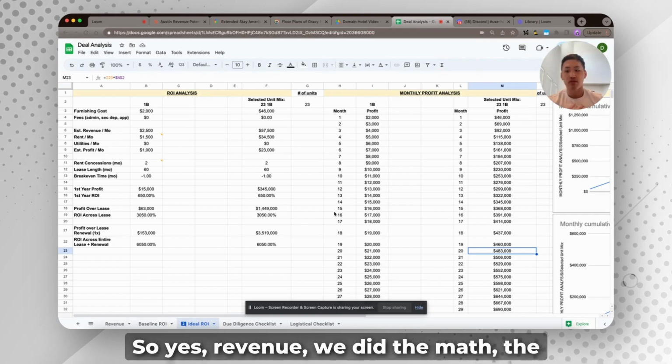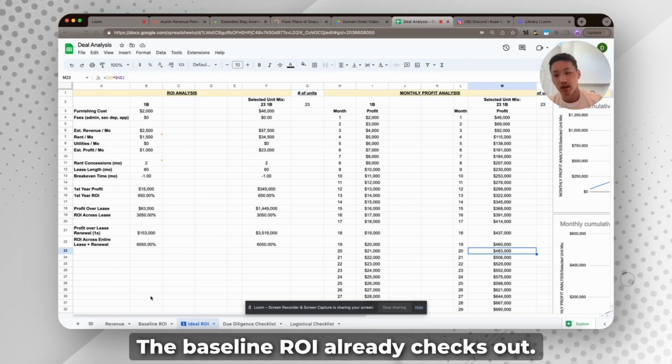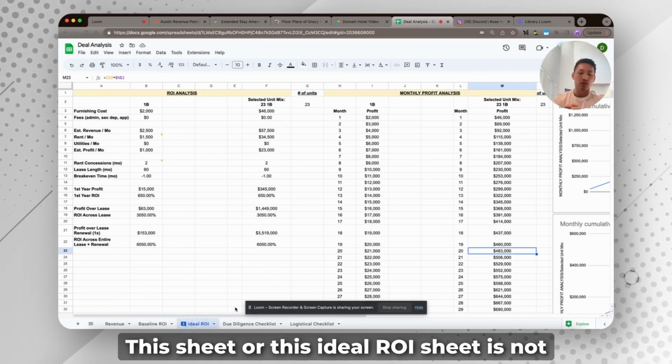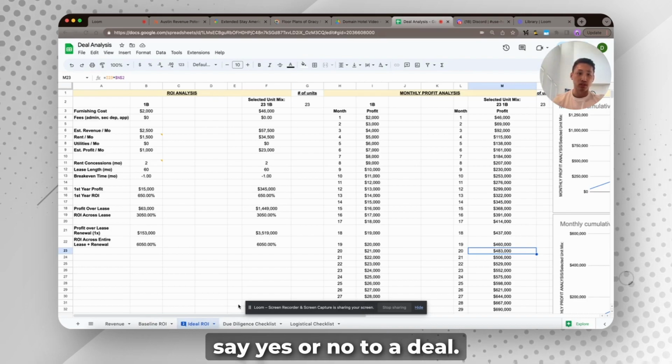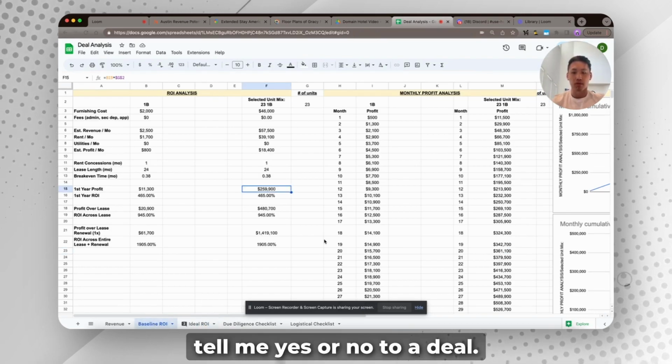So yes, we did the math for the revenue, and it feeds into the ROI. The baseline ROI already checks out. Again, this is the ideal ROI. This ideal ROI sheet is not what you want to look at to say yes or no to a deal. This is what you want to look at to negotiate with. The baseline ROI is going to tell me yes or no to a deal.